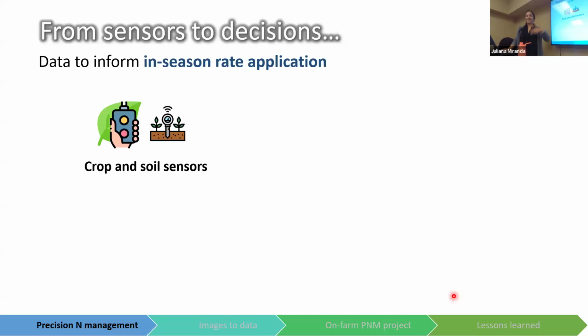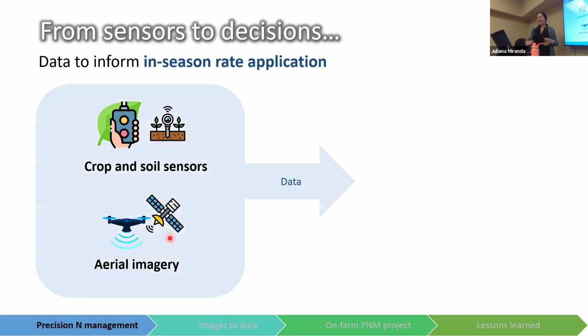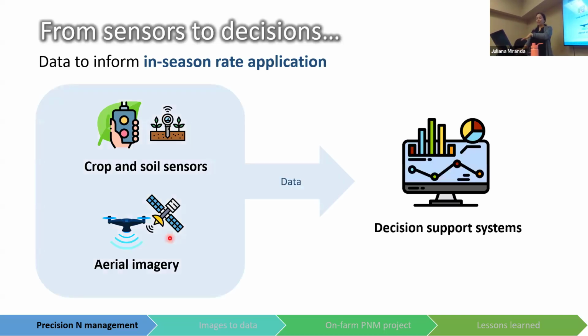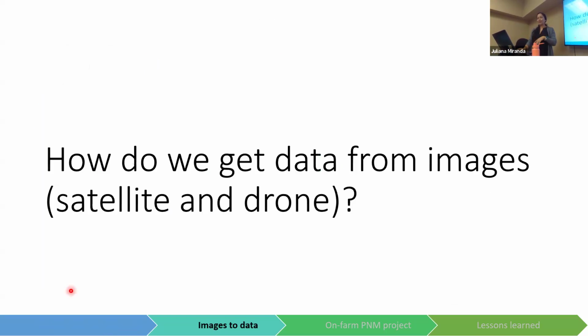So from sensors to decisions. We have crop and soil sensors that can be installed in the field, and we also have aerial imagery. So these are going to give us data that at the end goes into these decision support systems. In my case, what I'm going to present later in part 2 is based on aerial imagery. So that will take me to the next part: how do we get data from images?